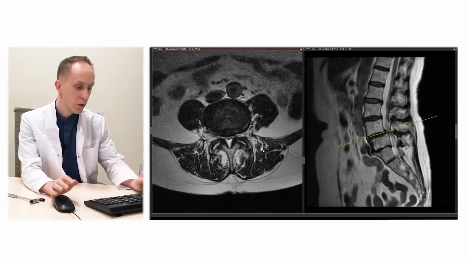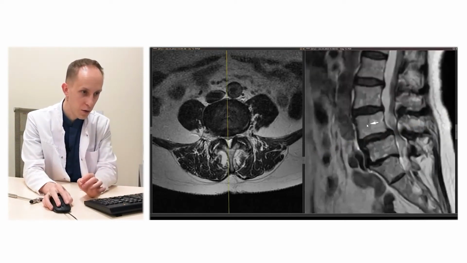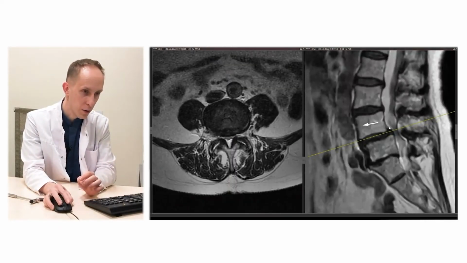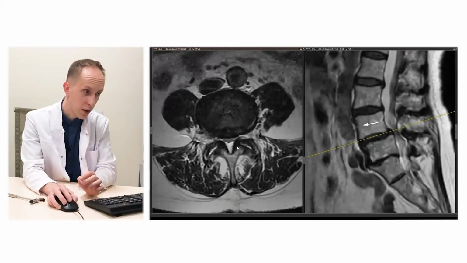What is the problem with this patient? In this patient, we also see an MRI displacement of the fourth lumbar vertebra, but there is no hernia as such. There is such a small bulging fibrous ring here, but special attention should be paid to the fact that we see the so-called spinal canal stenosis.